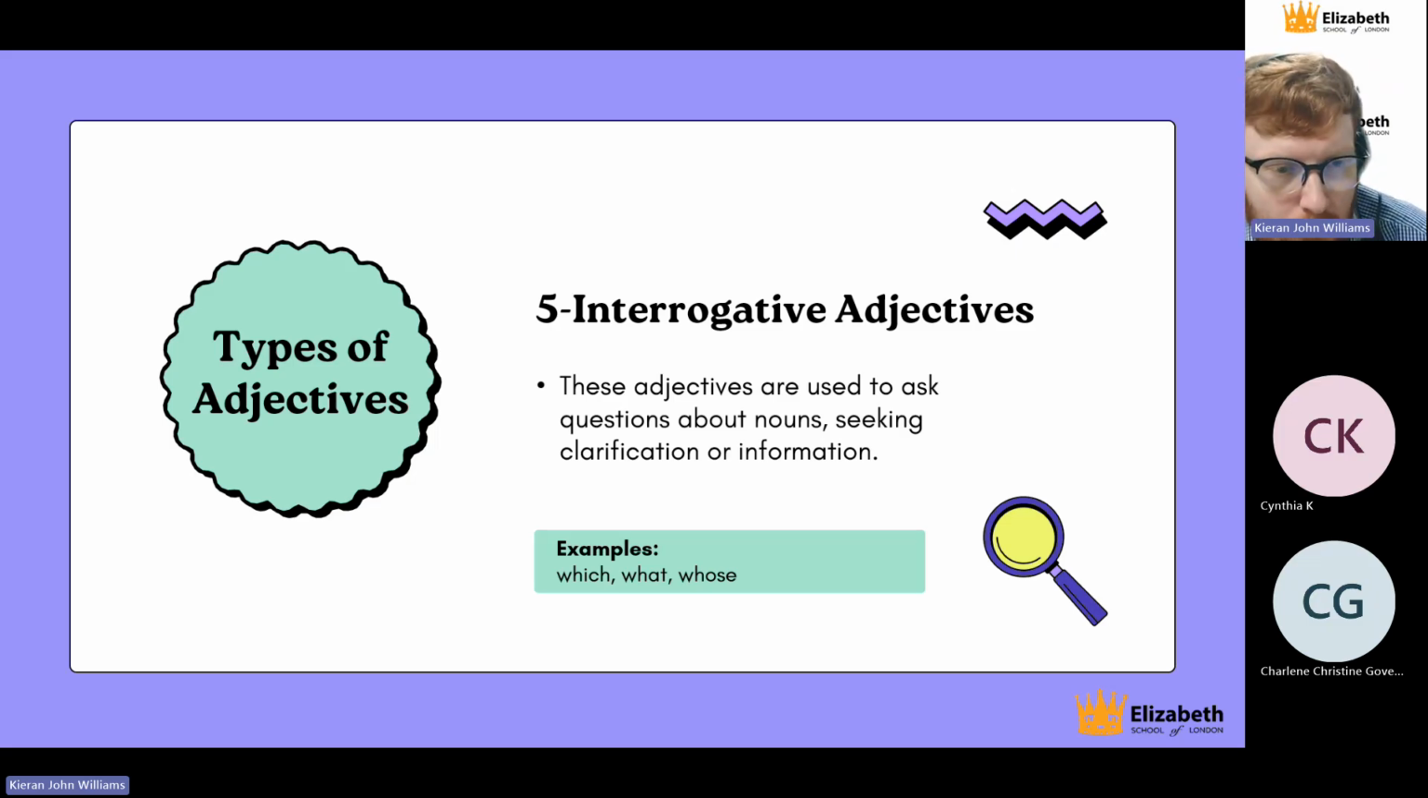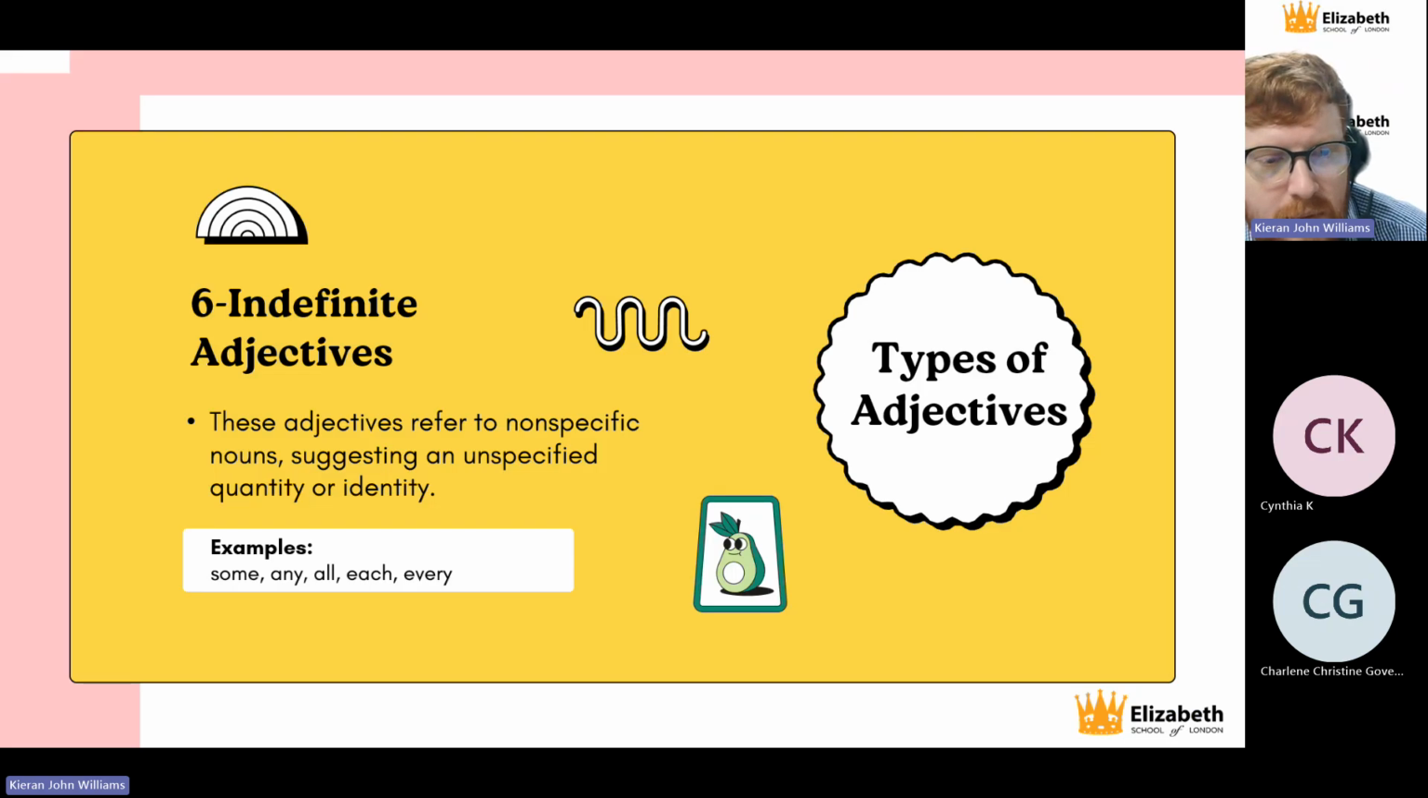Okay, now on to the sixth type. We've got the indefinite adjectives. These are talking about non-specific nouns, and we don't know how many or anything like that. We're just trying to talk about them in general.